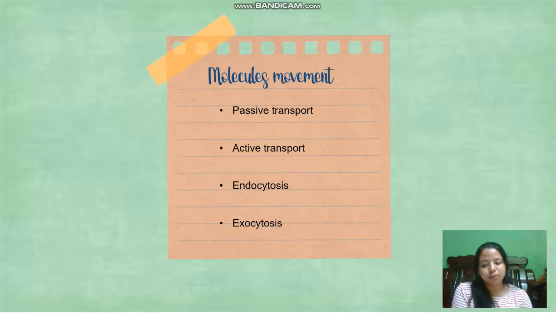Second is active transport. This transport requires energy for molecular movement. The type of active transport is the sodium and potassium pump. The third type is endocytosis. Endocytosis is movement of large materials such as large molecules or organisms, and the movement is into the cell. The types of endocytosis are phagocytosis for solid material and pinocytosis for liquid material.